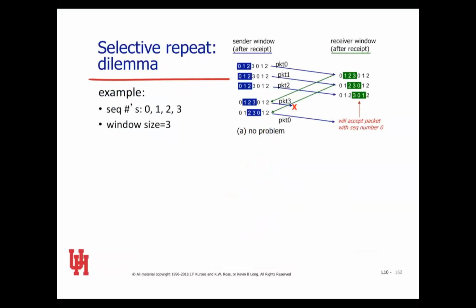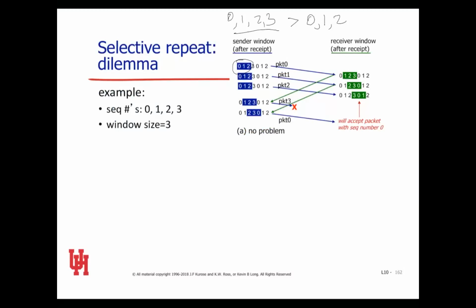There's a problem with this selective repeat sliding window, though. The problem comes about if you don't pick enough sequence numbers. So here we have a situation where we have 4 different sequence numbers, 0, 1, 2, and 3, and we have a window size of 3. So there's more sequence numbers than there are packets that we can send in a window. That's fine, but let's see how that can get us into trouble.